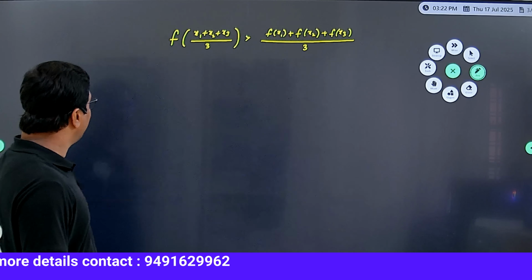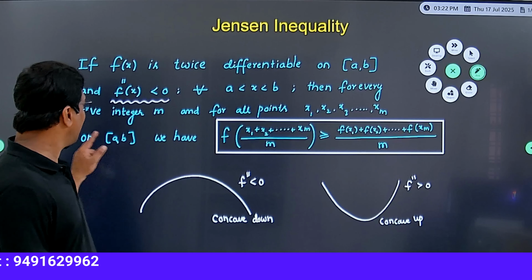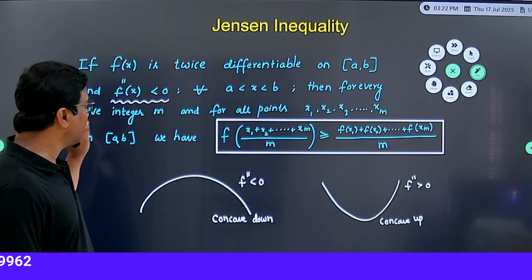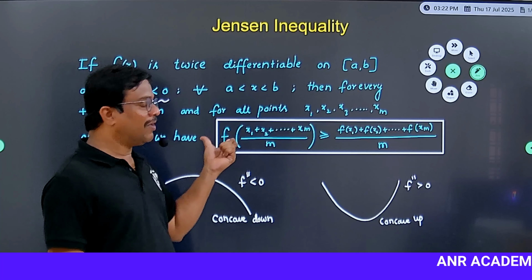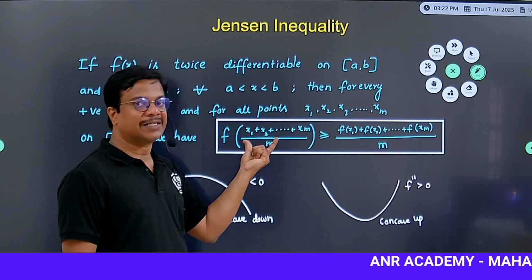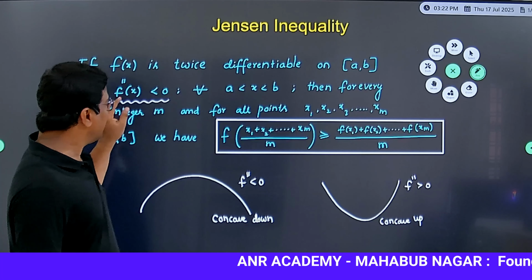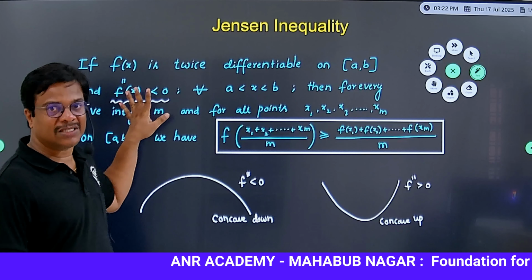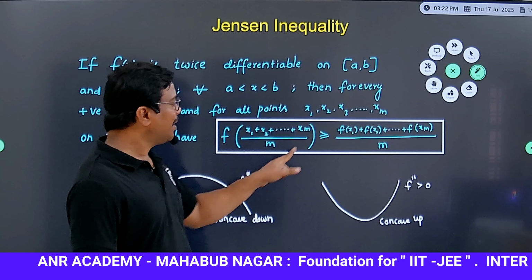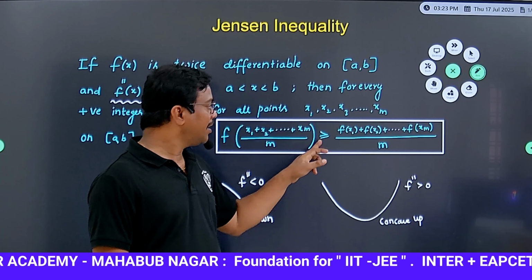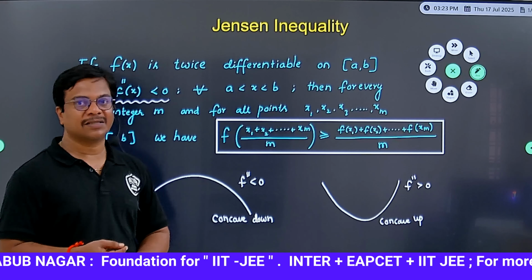Next, in the statement, if you have x1, x2, x3 and so on up to xm as points on the closed boundary [a, b], then this is the relation: function of the average of x coordinates is greater than or equal to the average of the function values. In case, remember, the double derivative is more than 0, that is concave up, on the given boundary, then there is a change in the inequality. It should be less than or equal to. I hope you understand everything. Thank you so much.